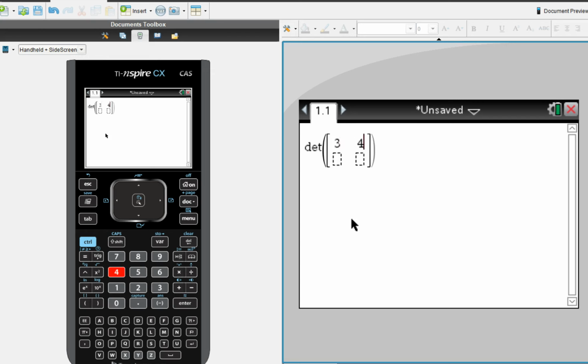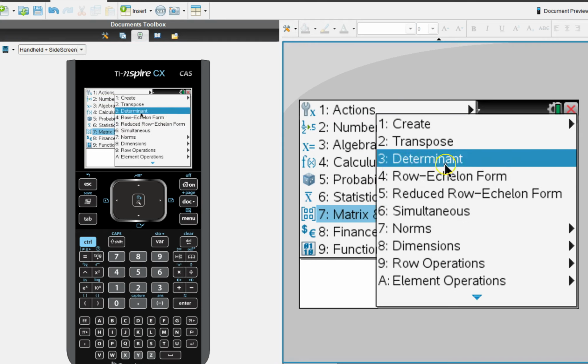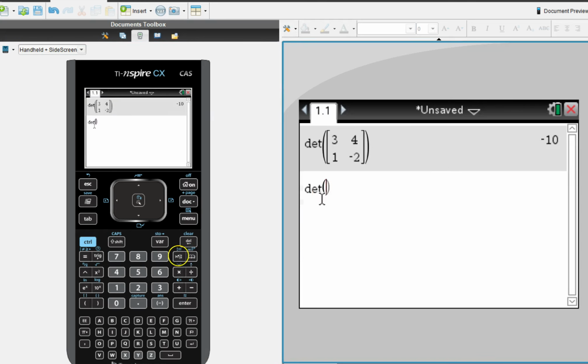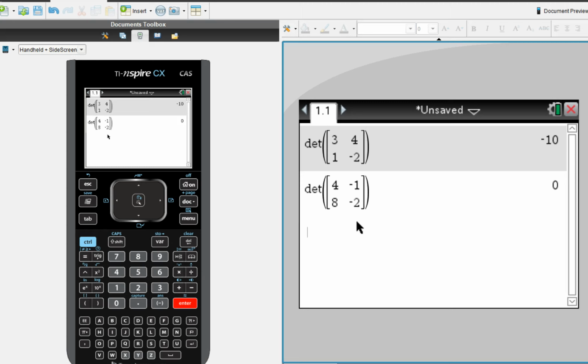3, 4, 1, negative 2. I'm predicting negative 6 minus 4, or negative 10. If I want to do that again, I could go back through the menu and find it. So matrix, determinant, set up a 2 by 2, and then 4, negative 1, 8, negative 2, and we got a determinant of 0 like we predicted.